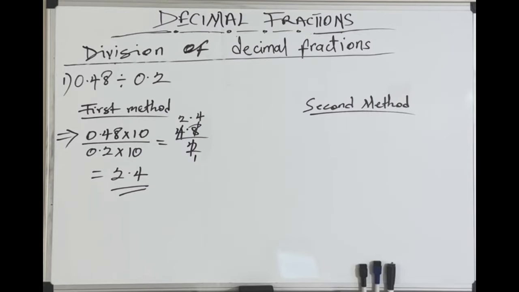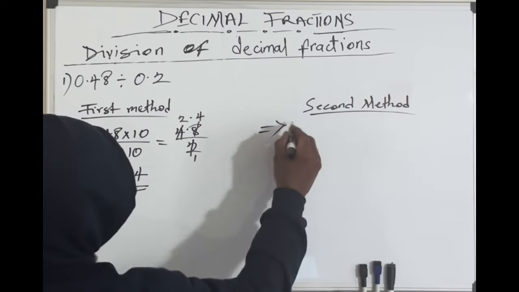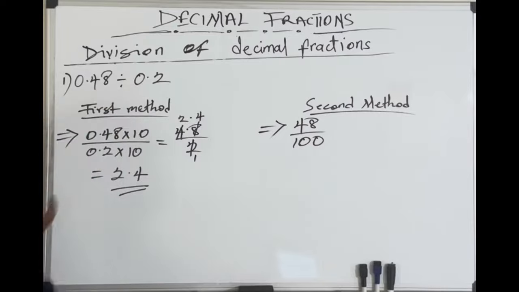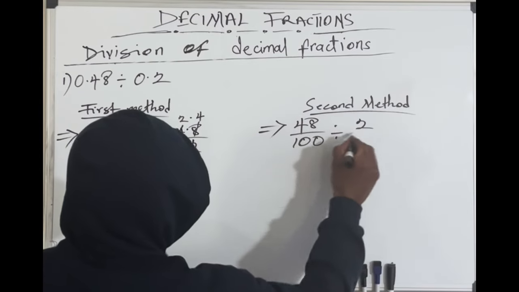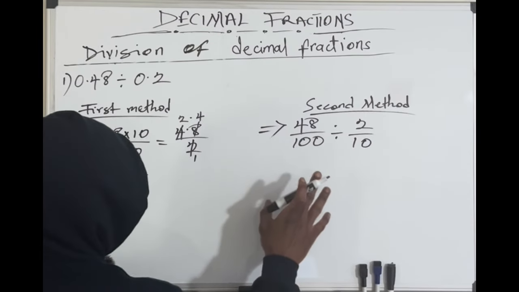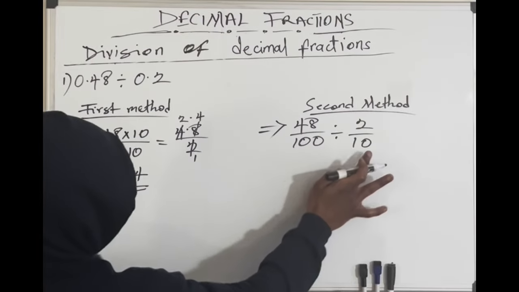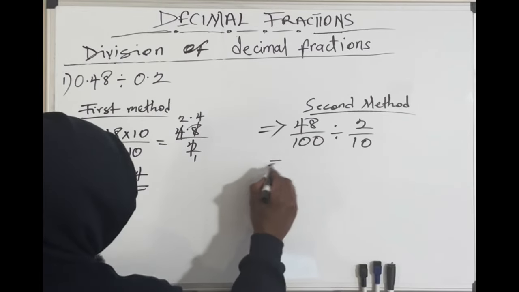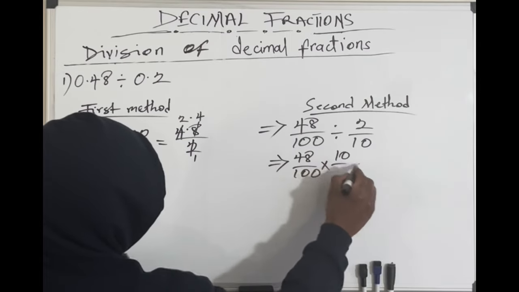And then the second method, we go by writing 48 over 100. Why? Because two numbers come after the decimal point, divided by 2 over 10, because one number comes after the decimal point. If you remember what we did earlier, we need to change this division sign to multiplication, and also flip the fraction so that 10 becomes the numerator and 2 the denominator. So 48 over 100 times 10 over 2.